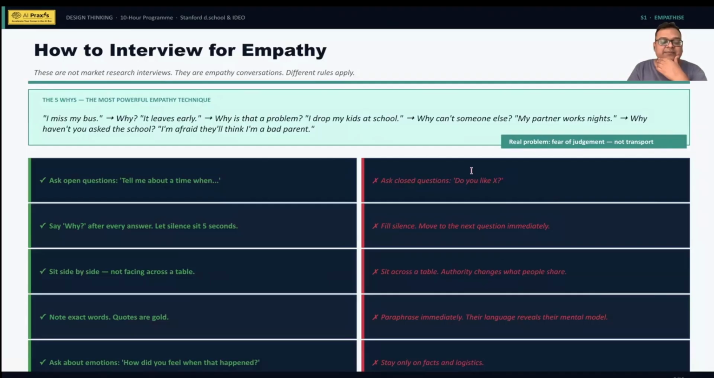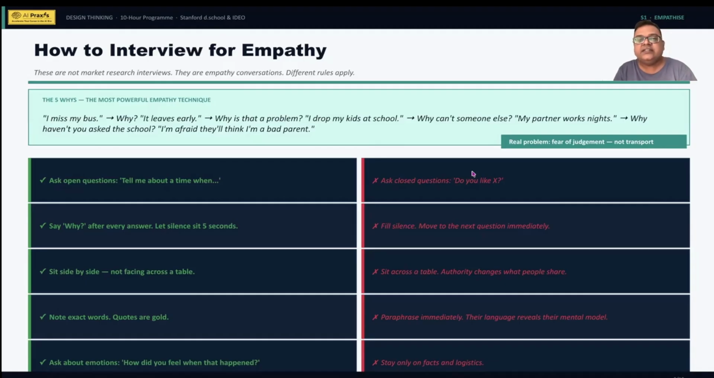So now we know that empathy is much deeper than research. Here is the next challenge. How do we actually uncover what people truly need, right? Can we simply ask, what do you want? Usually, no, right? Because people often don't know what they really need, or they describe the problem only at the surface level.